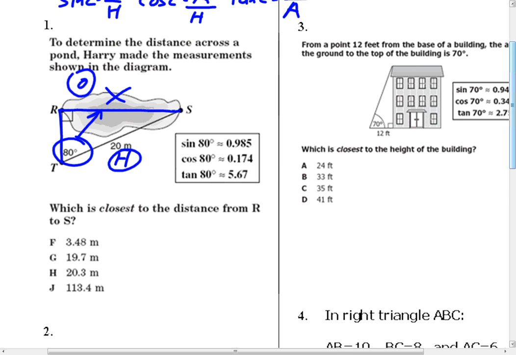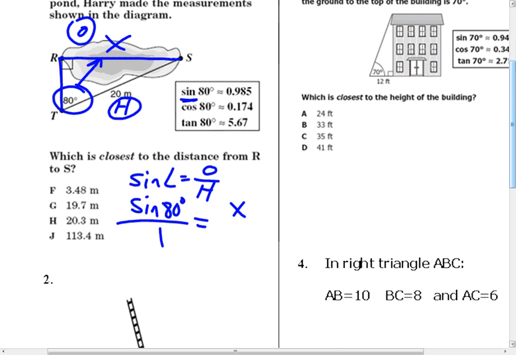O over H is sine. So I'm going to write sine, angle, O over H. I'm going to start filling in. I have 80 degrees that I circled. I have an opposite side that I've labeled as x. And I have a hypotenuse that is 20.